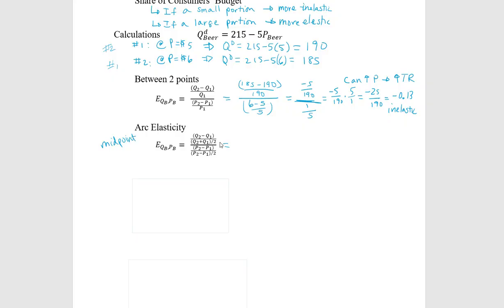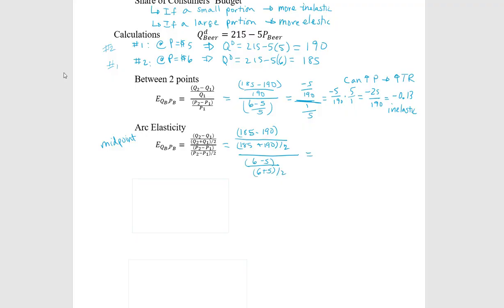So the calculation would look very much the same, but we're going to get a slightly different result. And this actually allows us to get the same number going forward or going backward. So I'd still do 185 minus 190, but in the denominator, I'm going to say 185 plus 190 divided by 2. And then I'll do the same thing for the price. 6 minus 5 over 6 plus 5 divided by 2.